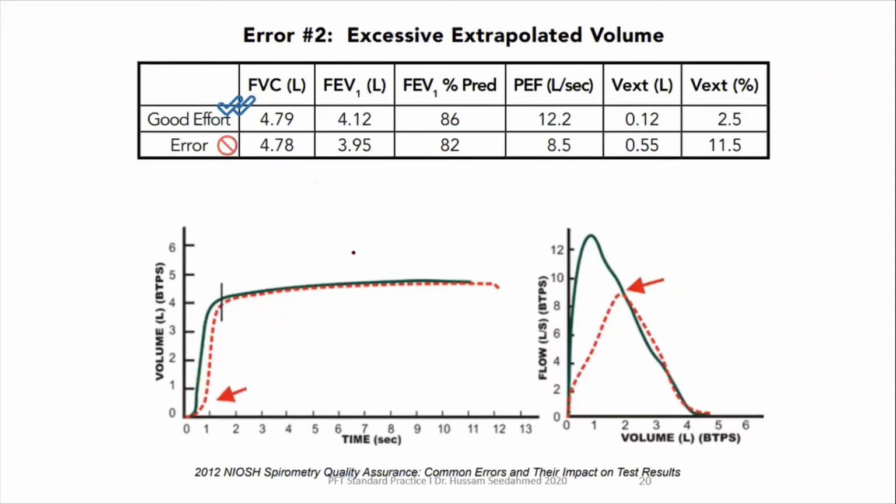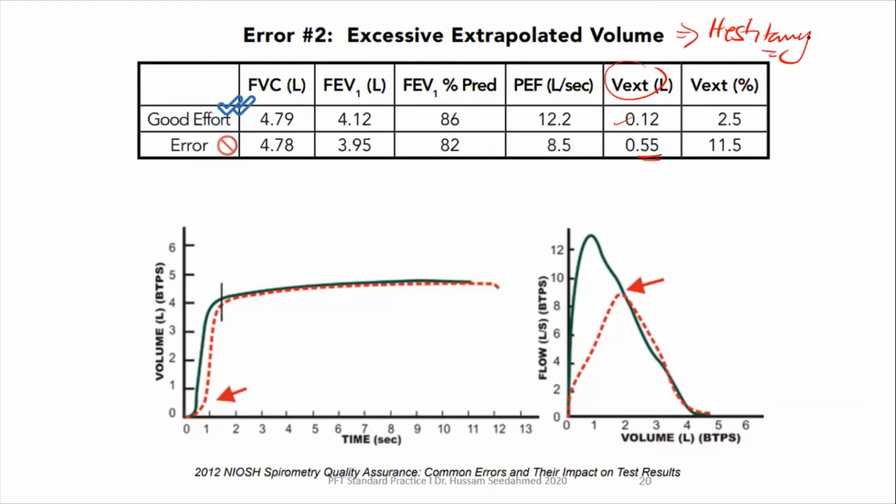The next one I am talking about now is the extrapolated volume. Always on the devices you will find it as VEXT. Look at it. Now, from these two, this one is 0.12, less than 0.15, or less than 150 mL. So this is good effort. Not like this one. So the effect of an excessive extrapolated volume: usually excessive extrapolated volume indicates hesitancy. The patient hesitated.